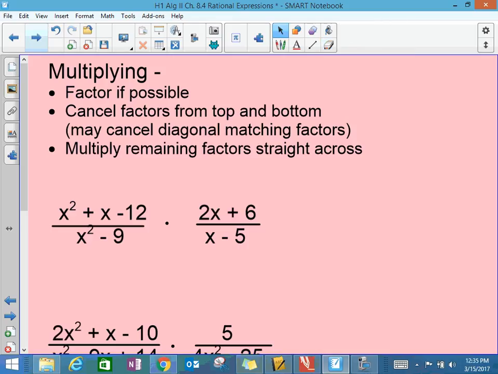So when you're multiplying rational expressions, it's the same as multiplying fractions. We're going to factor if possible, which is the same thing as simplify if possible. Cancel factors, top and bottom. So anything on the top can be canceled with anything on the bottom, but they have to be on top and bottom. They can be diagonal, or on top of each other, but they can't be on the same level. And then whatever we have left, we're going to multiply straight across.